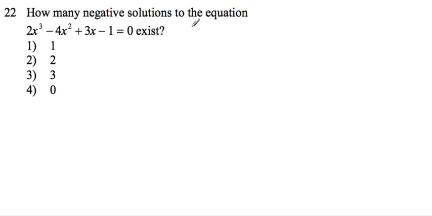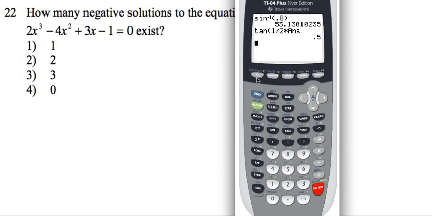Number 22. How many negative solutions of the equation in this case exist? A simple thing we can do is, because we have a third power, the maximum number of solutions we would have is 3. But let's see what happens if we put that into a calculator.